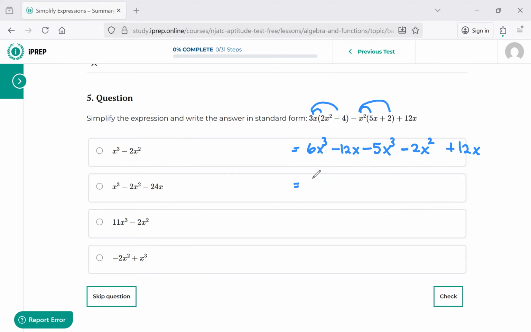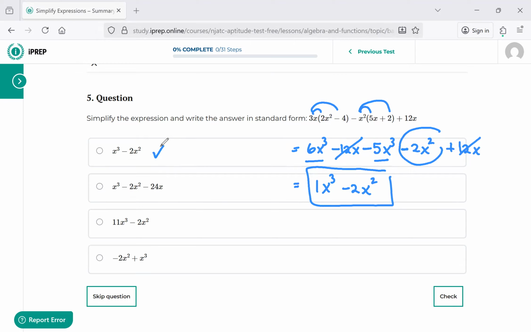Okay. Then it's all about collecting like terms. We have a 6x cubed and a negative 5x cubed, which is positive 1x cubed. What's our next highest power? X squared, which is negative 2x squared. That's it. And then my x's, oh, this comes out nicely. Negative 12x and a positive 12x just zero out. That's my final answer: 1x cubed minus 2x squared. Looks like the first one.